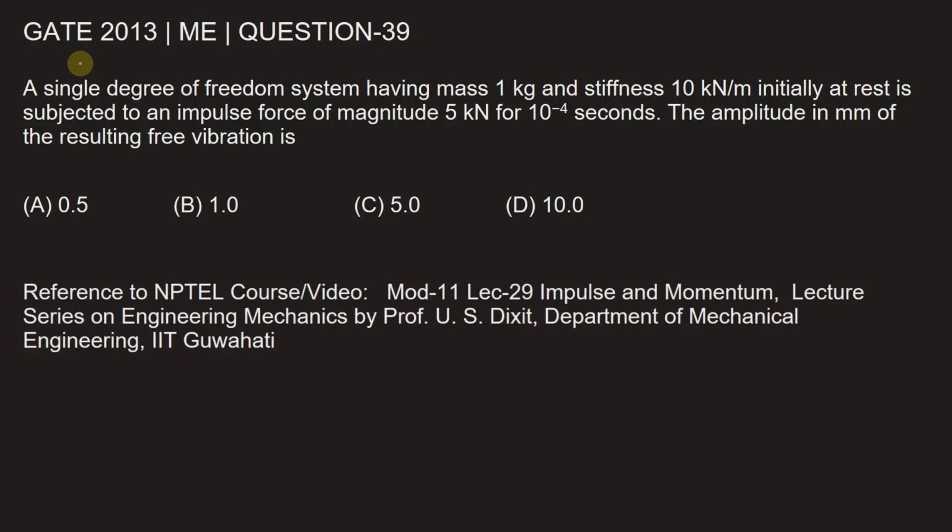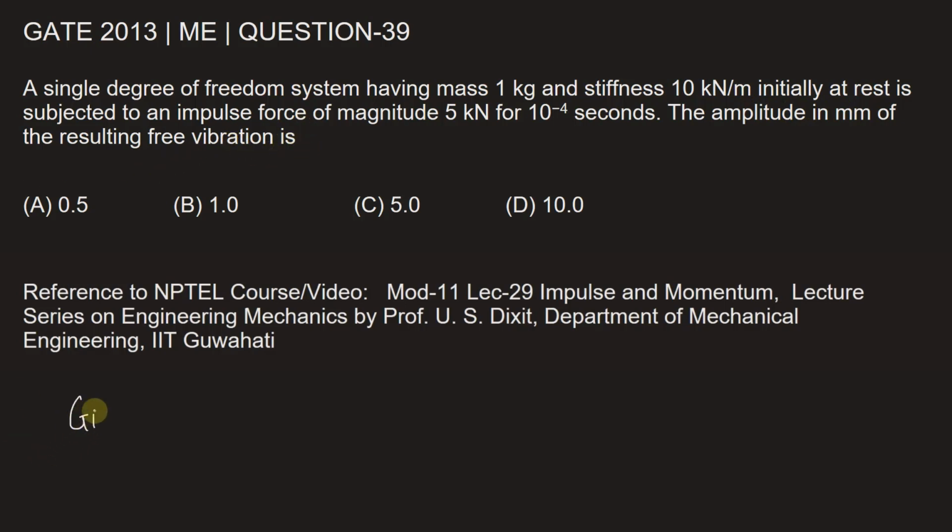This question is from GATE 2013 Mechanical Engineering paper, question number 39. A single degree of freedom system having mass 1 kg and stiffness 10 kN per meter, initially at rest, is subjected to an impulse force of magnitude 5 kN for 10 to the power minus 4 seconds. The amplitude in millimeter of the resulting free vibration is dash.